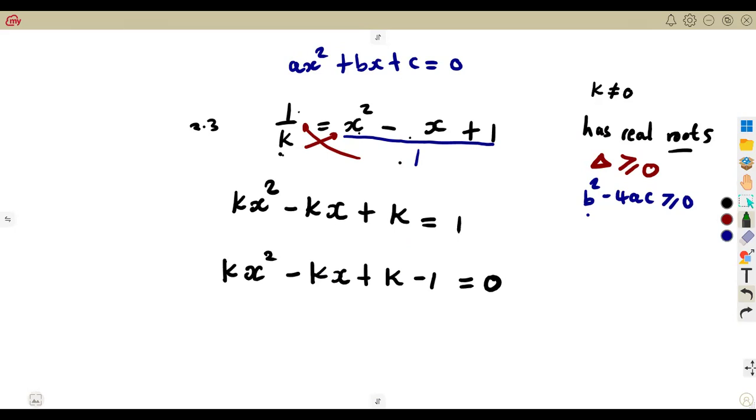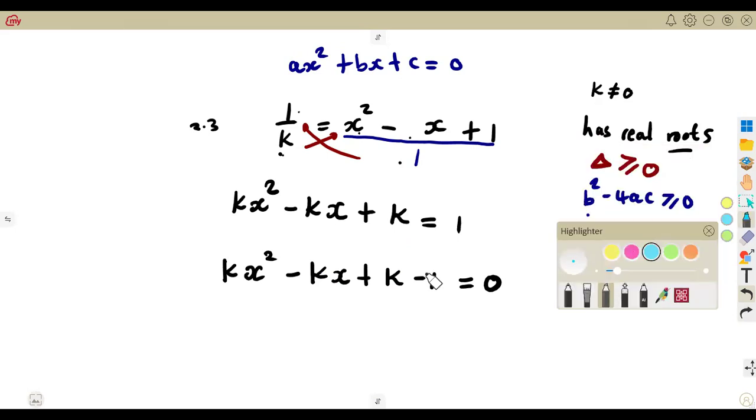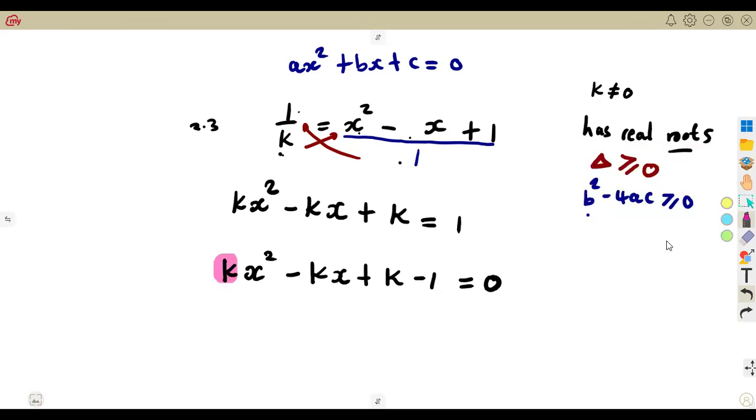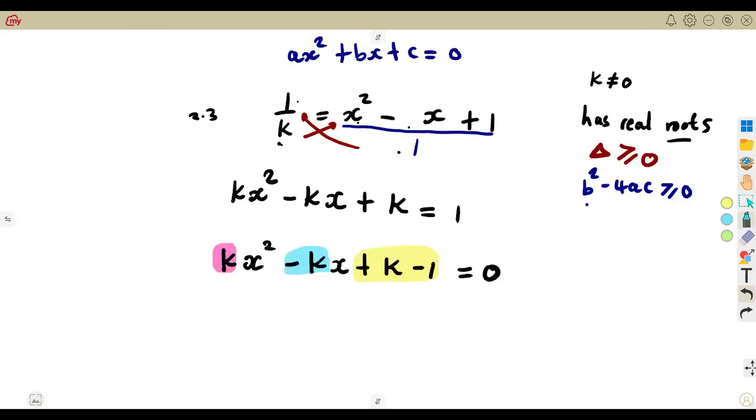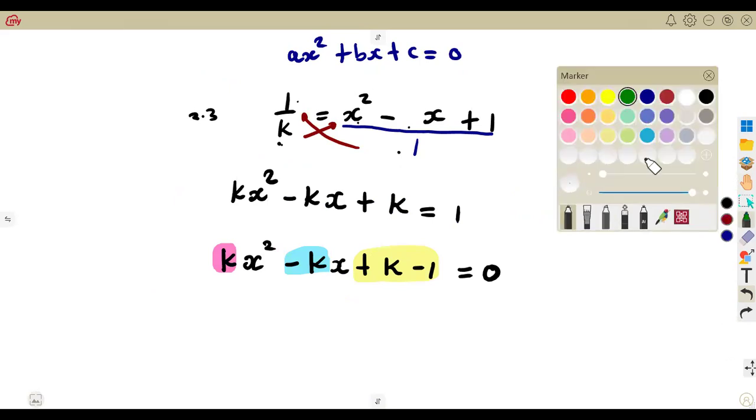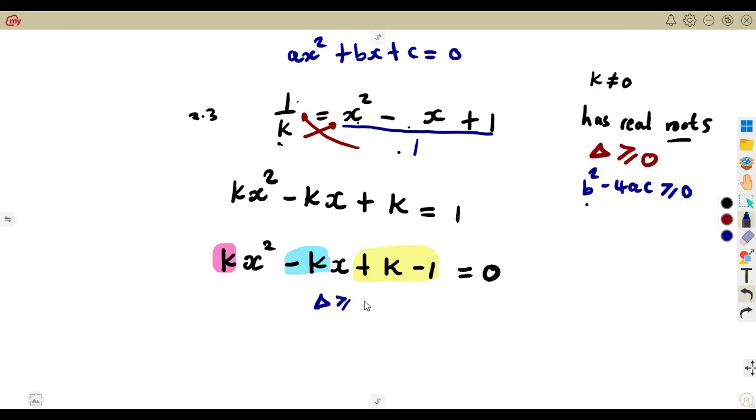So what is going to represent a, the coefficient of what? X squared. What is going to represent b, the coefficient of what? The coefficient of x. What is going to represent c is the constant. In this case, our constant is the whole of this part, k minus 1. So that's it. Either you calculate that delta on its own, or you just substitute, because we have it, guys, that b squared minus 4ac must be greater than or equal to 0 from this condition.